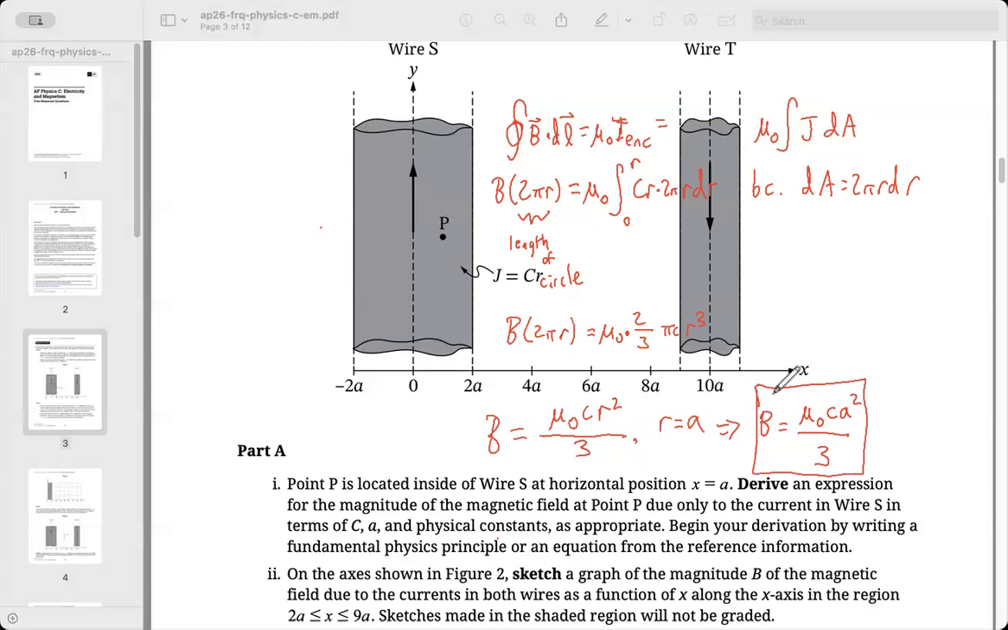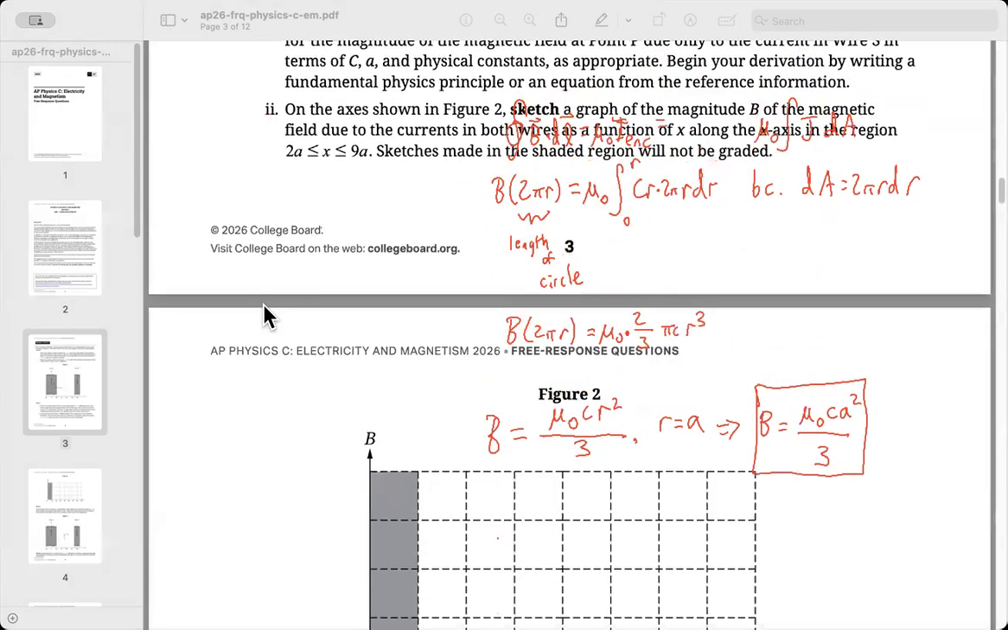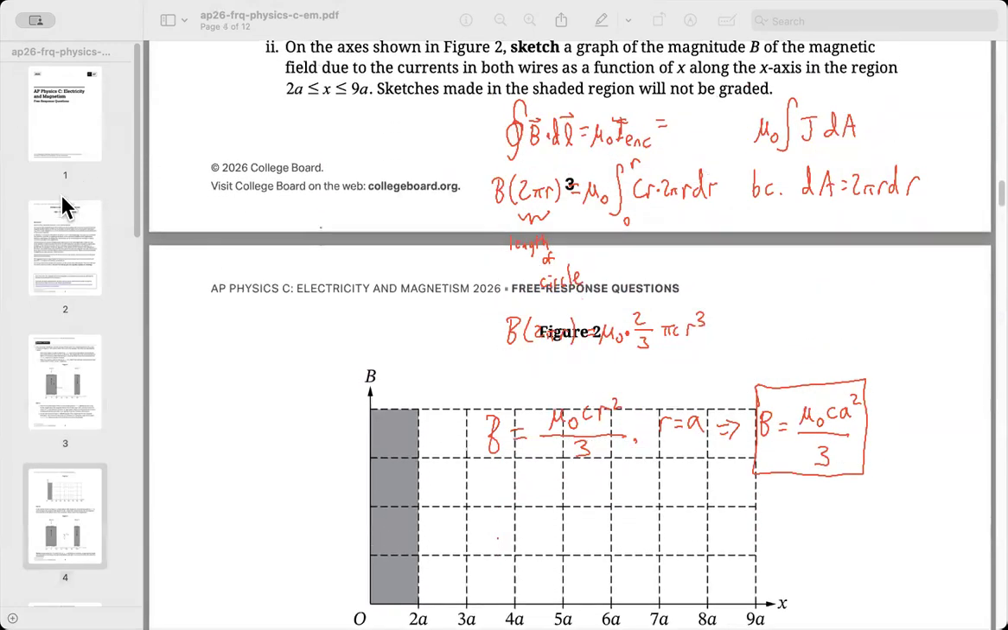So there you go. On the axes below, sketch the magnetic field due to the currents of both wires. The first thing I want to do is figure out how the magnetic fields are going to look if you're between 2a and 9a. Due to wire S, the magnetic field will be into the page, and actually also due to wire T by the right hand rule. So that's kind of nice. We can make use of that.